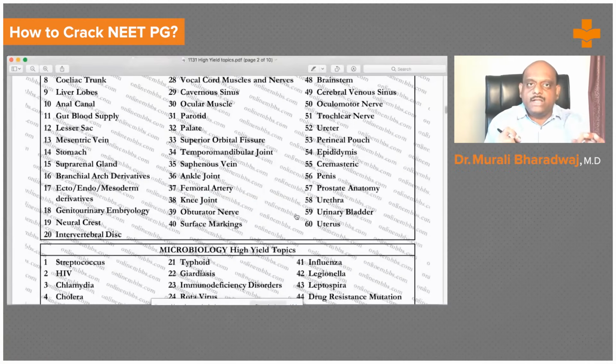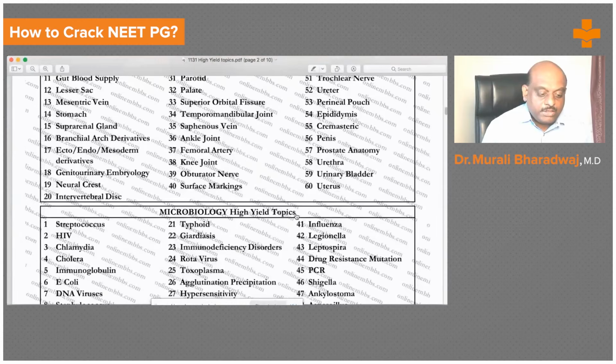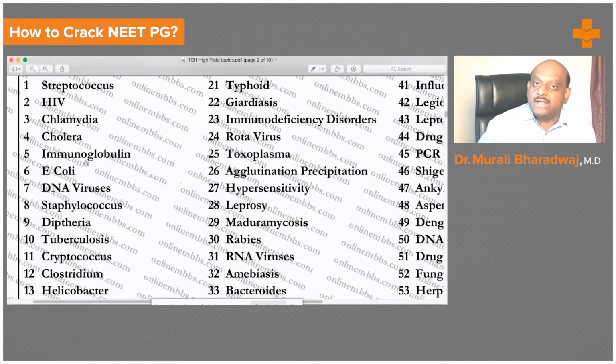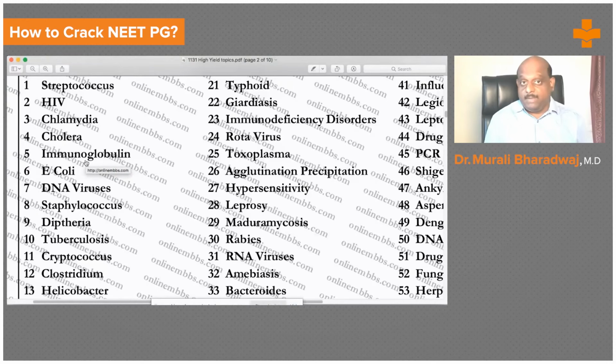In microbiology, can you guess what is the most frequently asked topic? The most common topic in the postgraduate entrance, after analyzing around 150 question papers, is streptococcus. Most commonly asked: without a question on streptococcus, which are beta hemolytic, alpha hemolytic cocci, gram-positive cocci, there is no question paper.